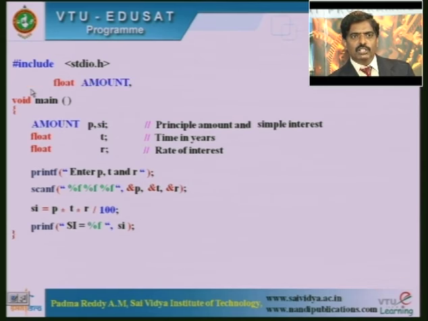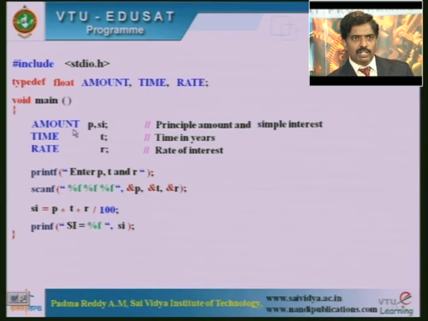So what is the keyword I should use? typedef. It is an instruction given to the compiler. It means wherever amount is there, it will be replaced with float. Similarly, t is of type float. Instead of saying float, if I say time, in place of float we can write time. Similarly, this float can be replaced with rate. So here I write rate.